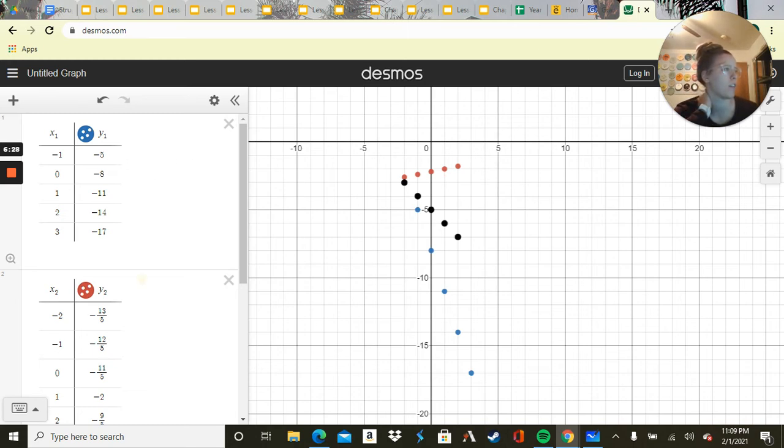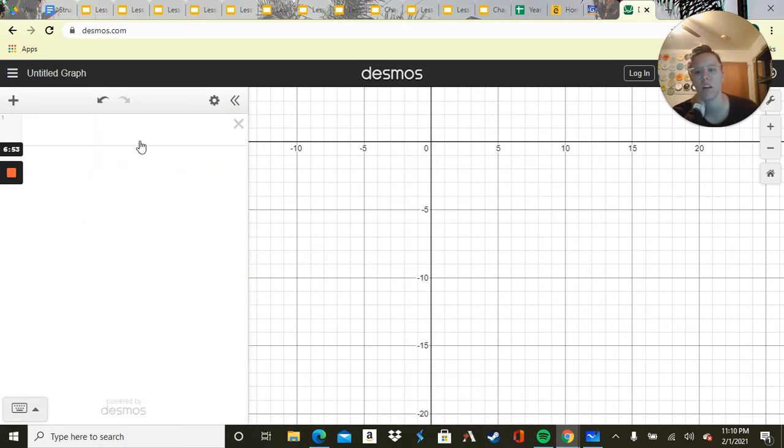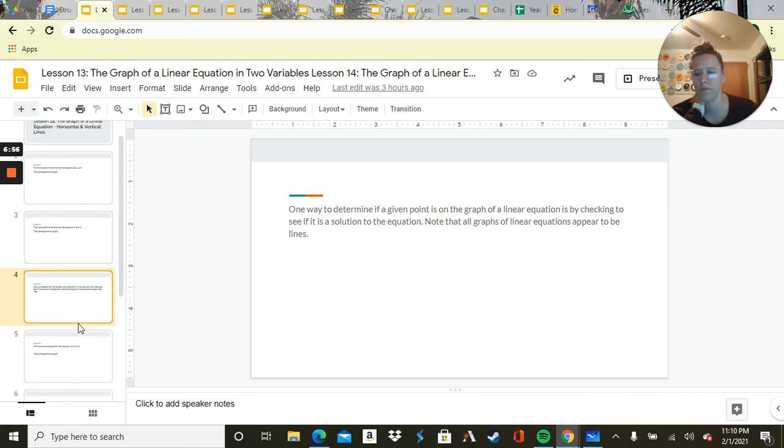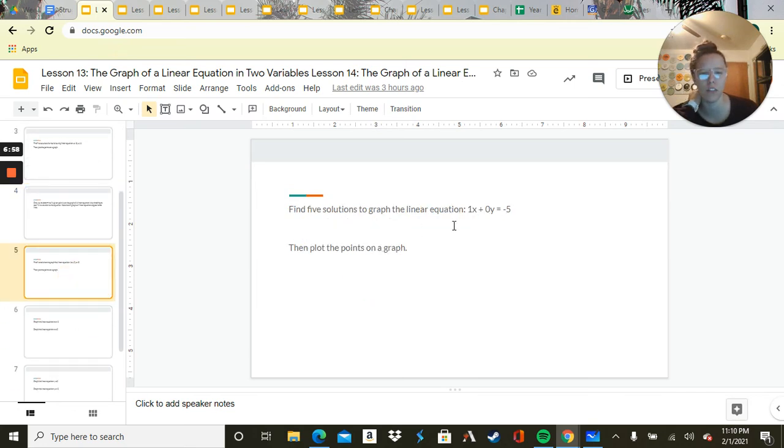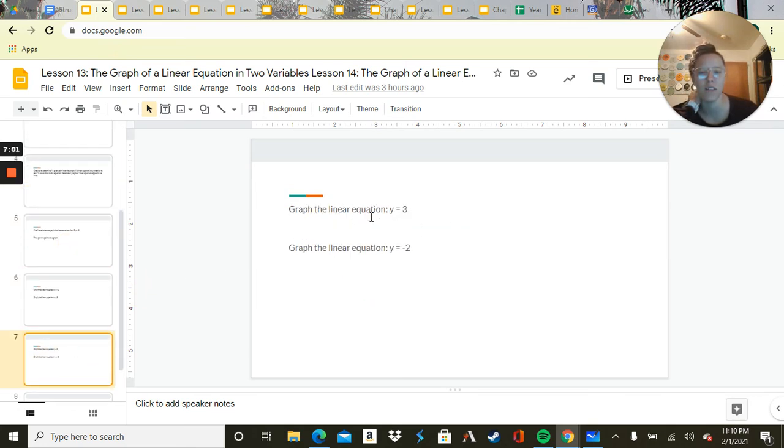So if we go back to this first one here, let's say we want to see if 5, 0 is a solution. So we plug it in. 3 times 5 is 15 plus 0. It doesn't work because 15 is not equal to -8. But it might have worked because it kind of looks like it would be on the line. All right, we're going to get rid of these 4 just to free up our graph a little bit. So we're going to go back. So find 5 solutions. We did that one, sorry. Graph these 2 linear equations and then 2 more. So 4 linear equations, okay?